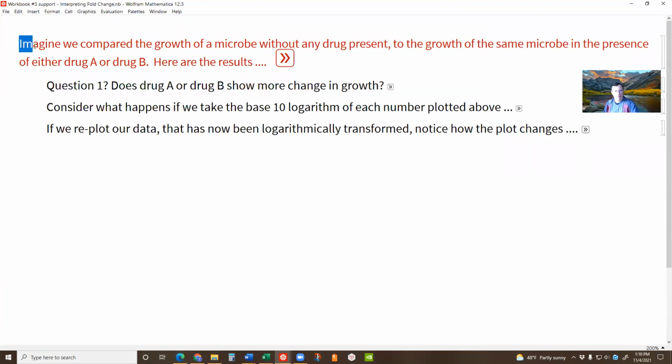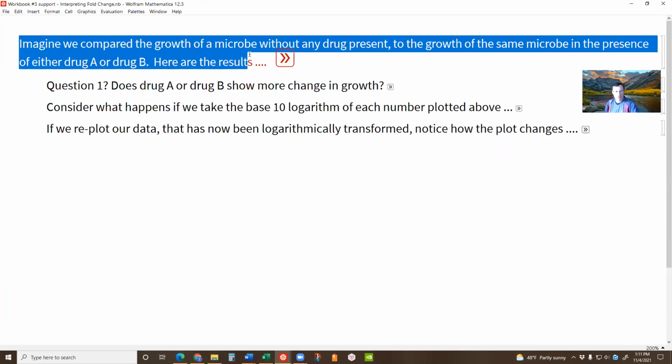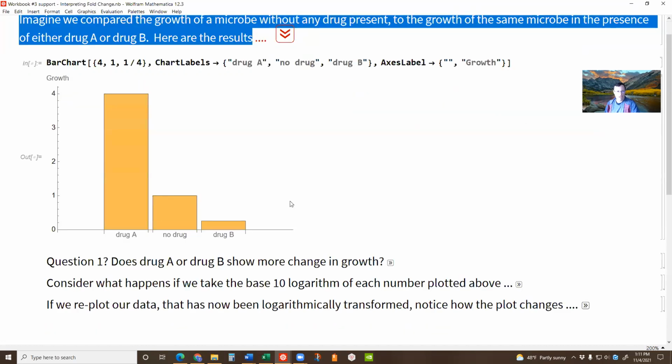Let me do this. Imagine for a moment that we compared the growth of a microbe without any drug present to the growth of the same microbe in the presence of either drug A or drug B. Let's say that we get these results. Here you have a graph showing the amount of growth of a microorganism where there's no drug present, and you can see it gets up to a value of 1. That value of 1 is arbitrary.